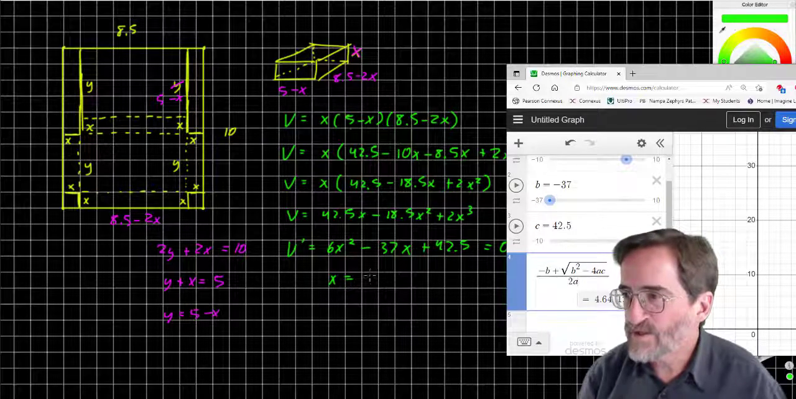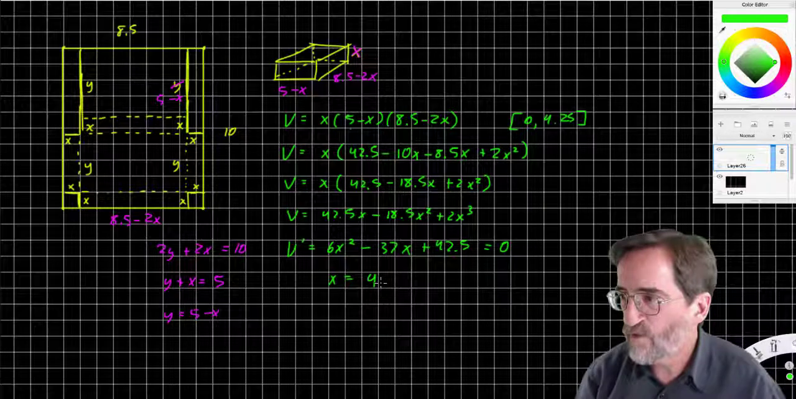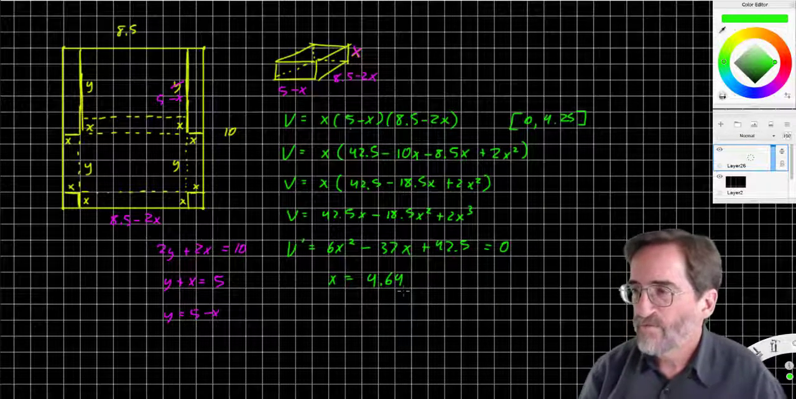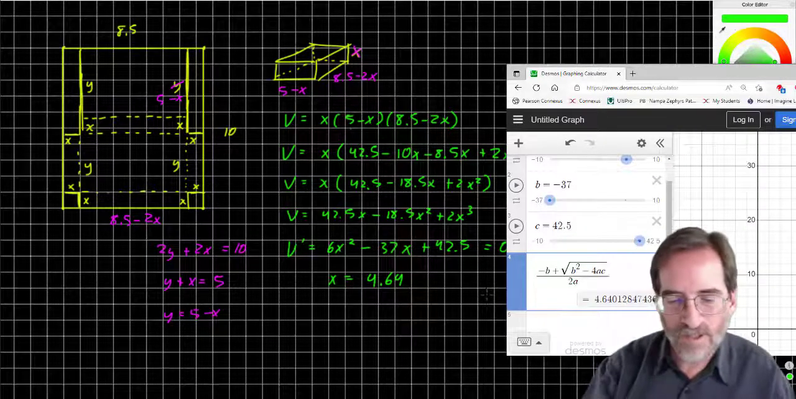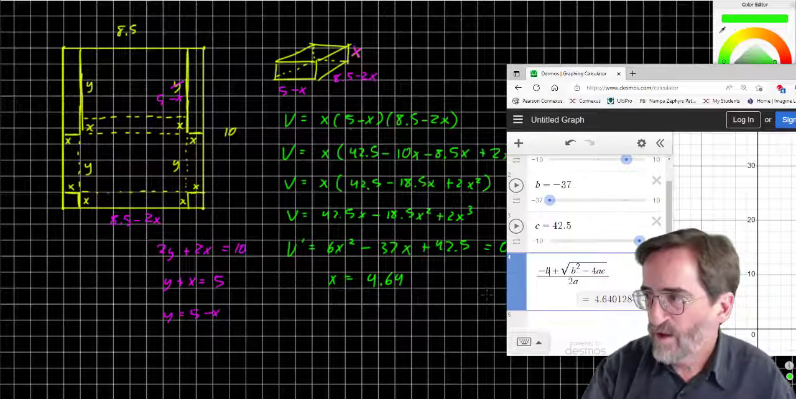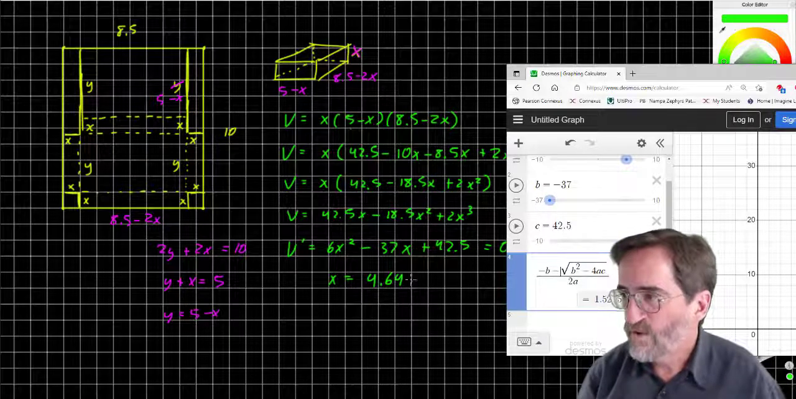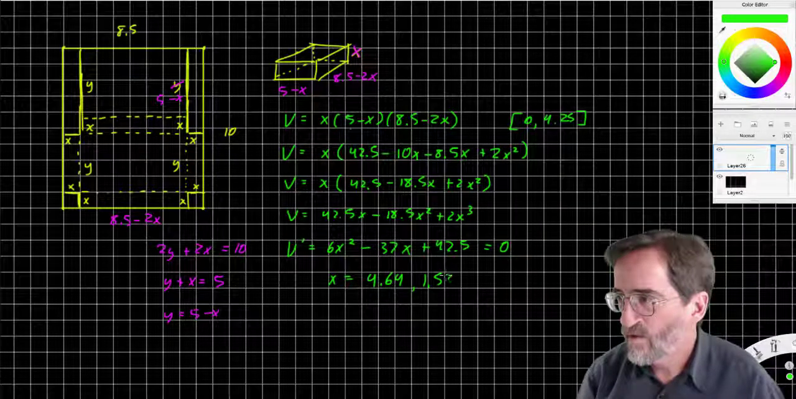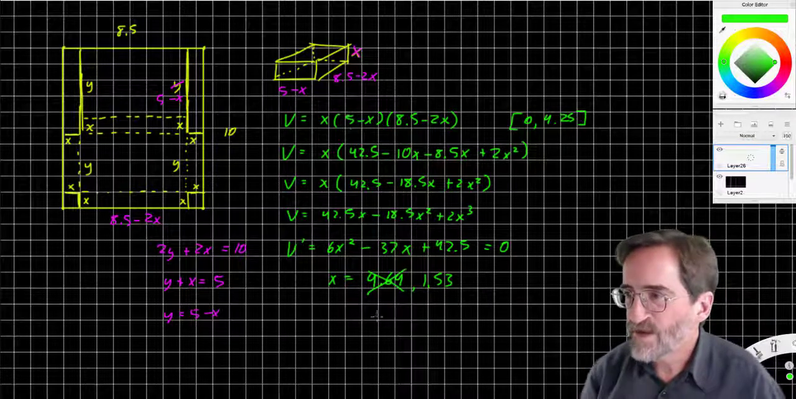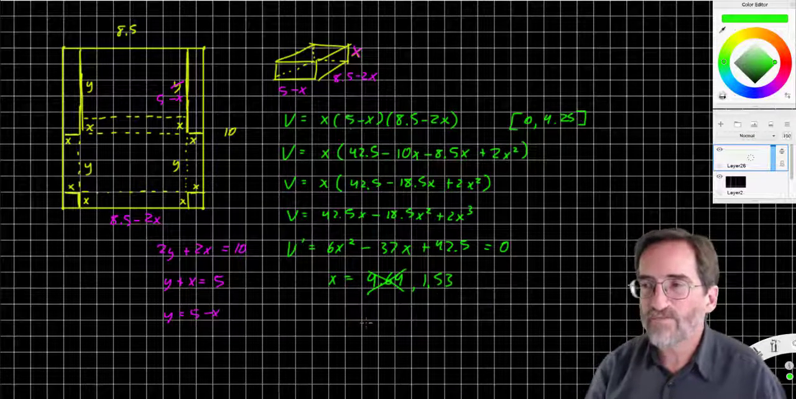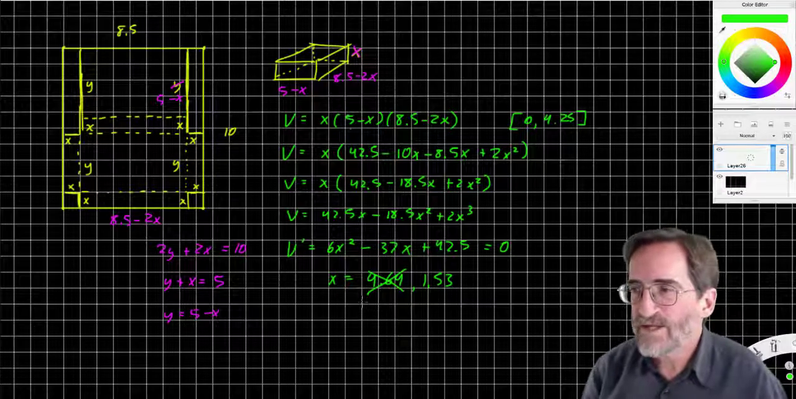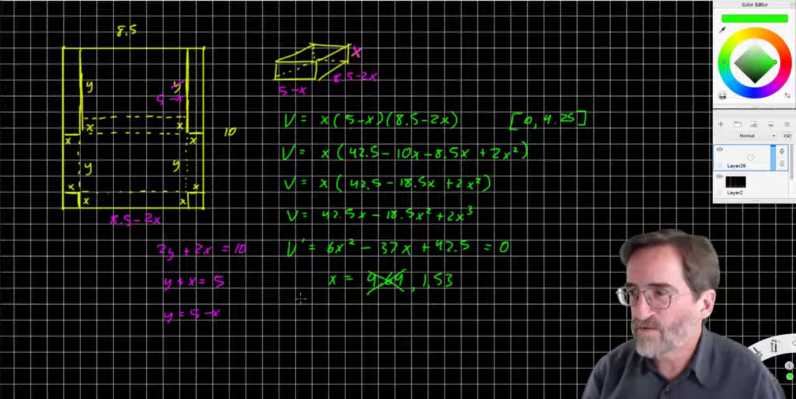That's actually outside my domain, 4.64. So that's going to be a toss-out. And the other is 1.53. But 1.53 appears to be a maximum. Now I can test the second derivative and see if it's concave up or concave down. If it's concave down, it's going to be a maximum. Let's go ahead and do that here.